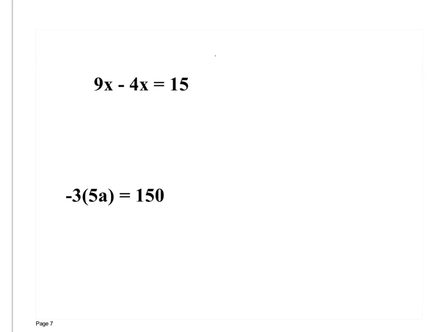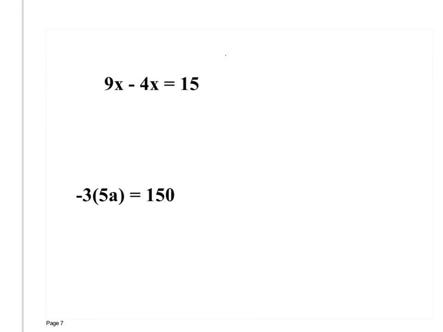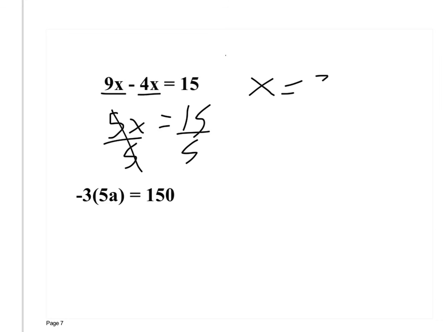On this, what I do is I add like terms first. 9x minus 4x. Okay, they're like terms, so I can add the numbers in front, or subtract in this case. 9 minus 4 is 5. I need to get x by itself, so I divide both sides by 5. x must be 3.